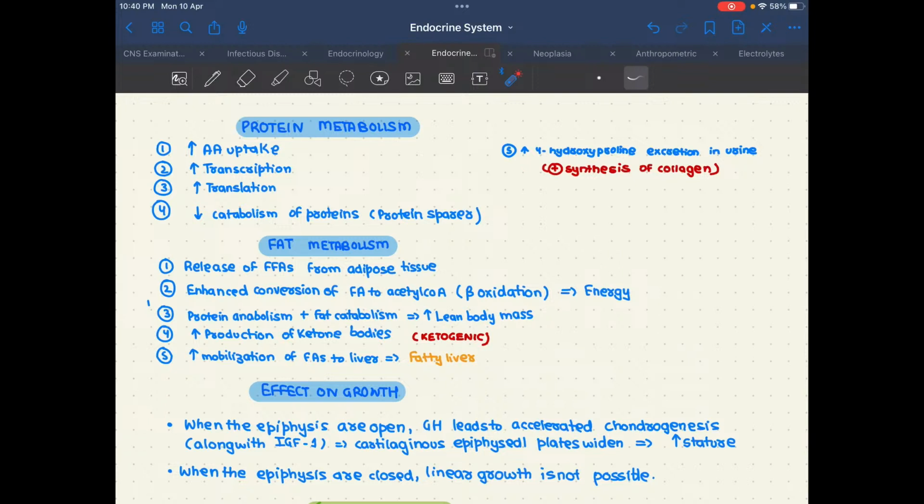ठीक है? Very importantly, fat metabolism की अगर हम बात करें, fat metabolism में भी what is it going to do? It's going to enhance the oxidation of these free fatty acids to acetyl CoA and generate energy. मतलब it's not a fat sparer, ठीक है? It's a protein sparer, but fat को ये burn करेगा, ठीक है? As well as it's going to increase the production of ketone bodies, so ये ketogenic भी है, तो it's diabetogenic as well as ketogenic, ठीक है?